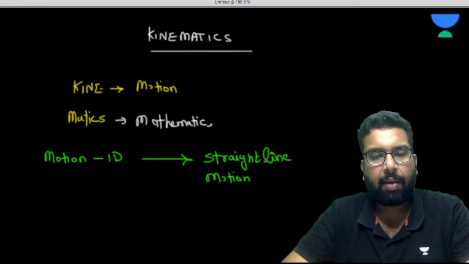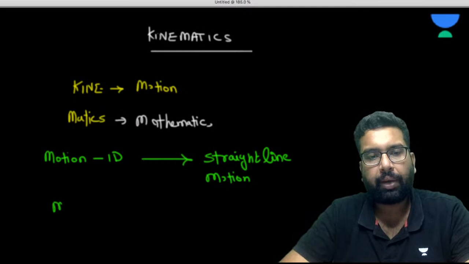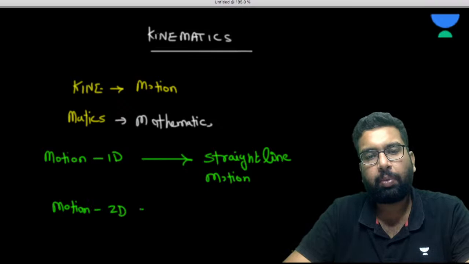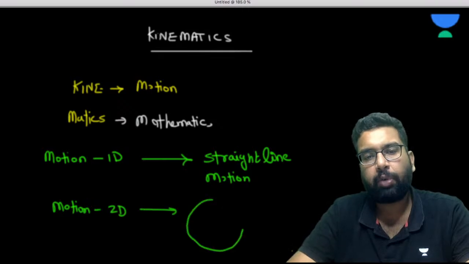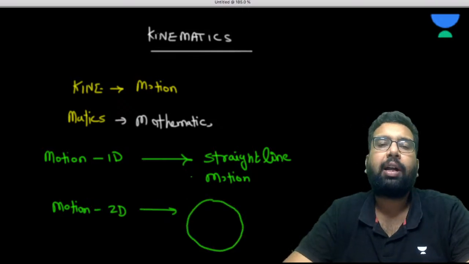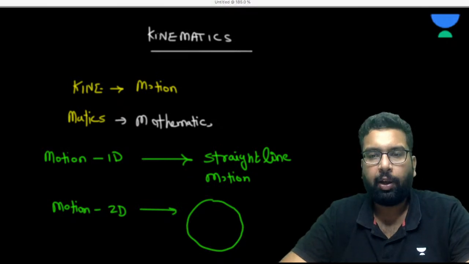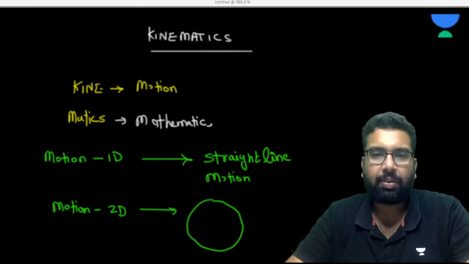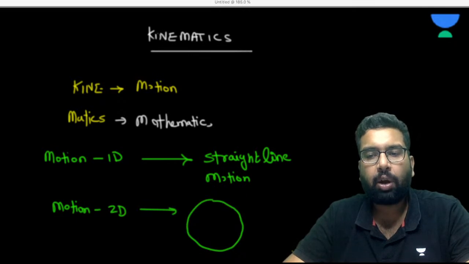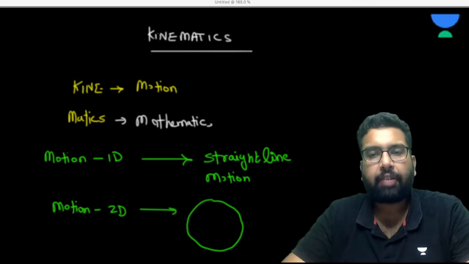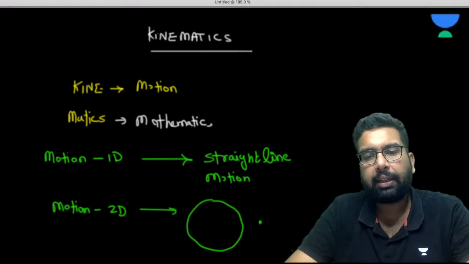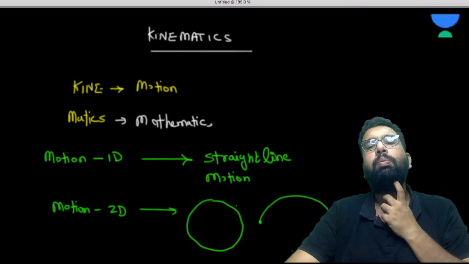Then we have motion in 2D, motion in two dimensions, like circular motion. This is what we are going to see in the next chapter, when we start motion in a plane. We'll be talking about the vectors, their addition, subtraction, multiplication, and laws related to the vectors. All of that we are going to talk about in the next chapter, that is chapter number 4. So these are the two-dimensional motions.